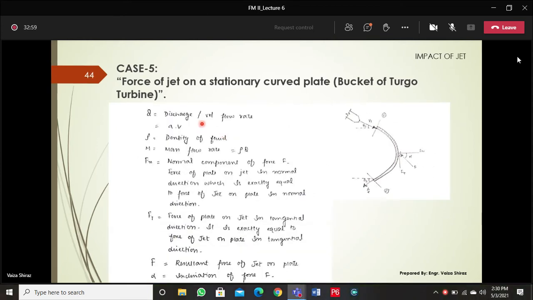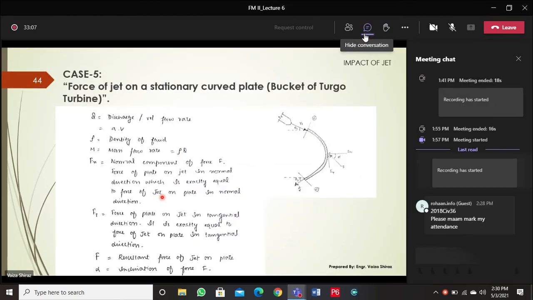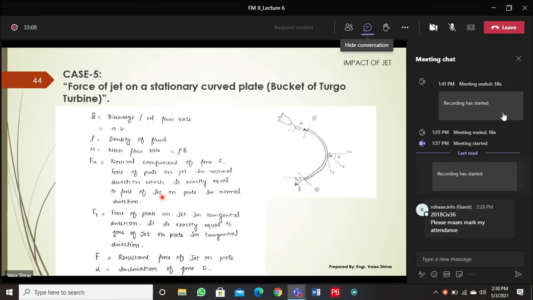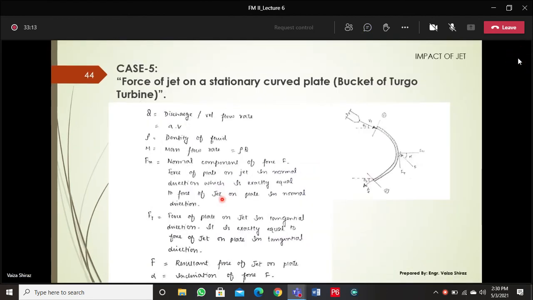Further, Q is the discharge or the volume flow rate. It is A into V. Rho is the density of the fluid. M is the mass flow rate, which is rho into Q. अब ये सिंपल केस है, आपकी प्लेट्स मूव नहीं कर रही हैं, so there is no confusion regarding the mass flow rates and regarding the velocities. So it is quite simple.